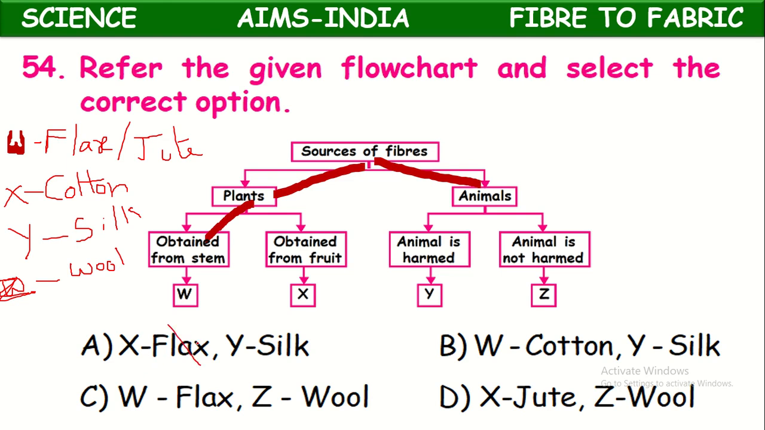Now see the correct option. X is not flax, Y is silk. So as it is wrong, this option will be wrong. W is not cotton. Of course, Y is silk. W is either flax or jute. This is correct. And Z is wool. So both are correct here. If you see the next one, X is not jute, Z is wool only. But this is the only option which has both correct answers. This will be the correct answer. Got it?